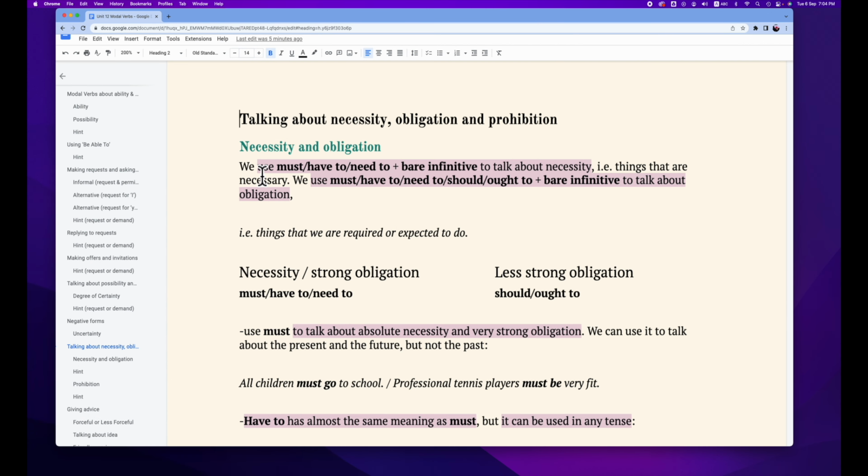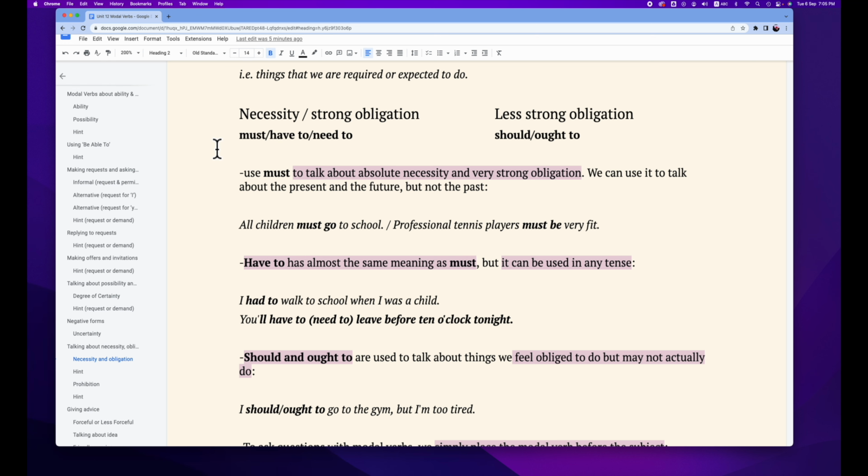Necessity. We use must, have to, need to, plus a base infinitive to talk about necessities, something you have to do. For example, things that are necessary, and we use must, have to, need to, should, ought to, plus a base infinitive to talk about obligations. Necessity: must, have to, and need to, and less strong obligation: should, ought to.